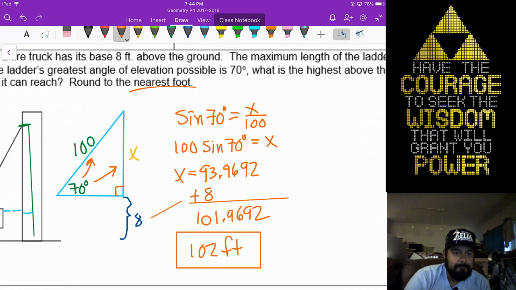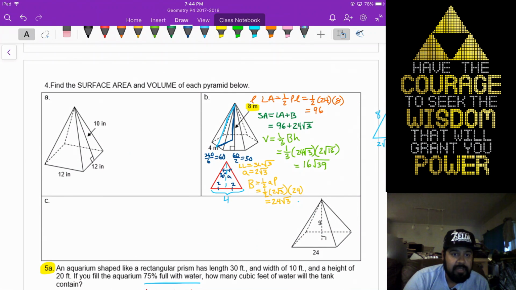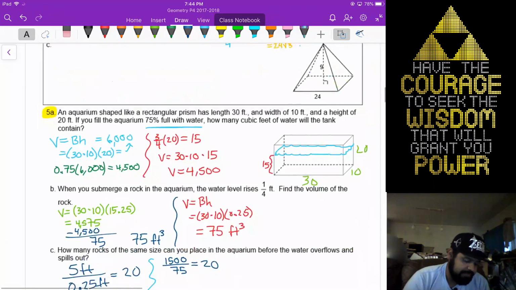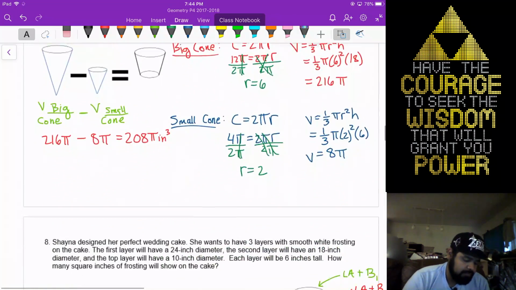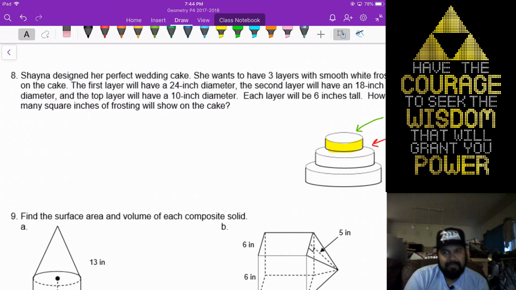Okay. So let's take a look at number 8. Then we'll jump to 4B. Yeah, I already did that one, right at the beginning of the video, but I'll jump back to that one in a bit. Ah, yes, the infamous cake problem.